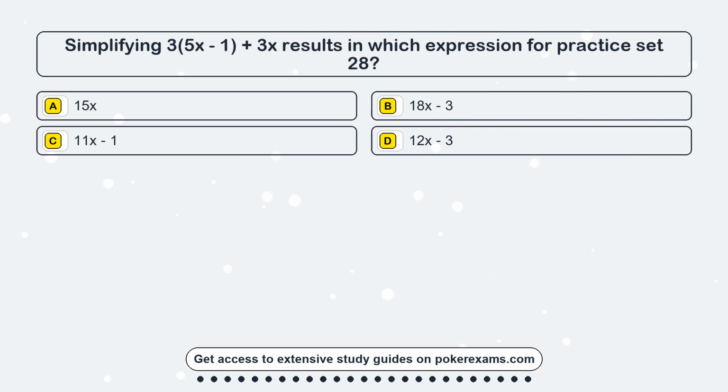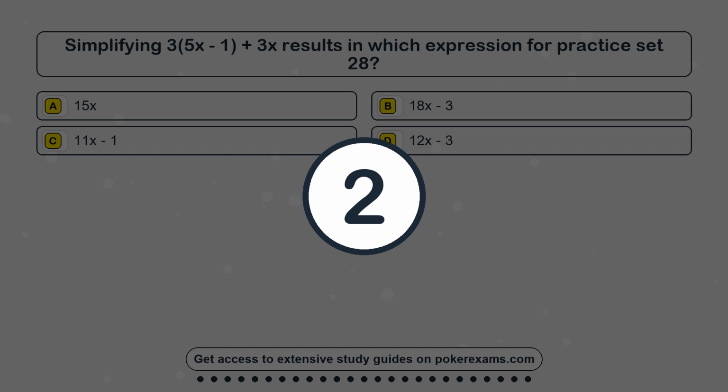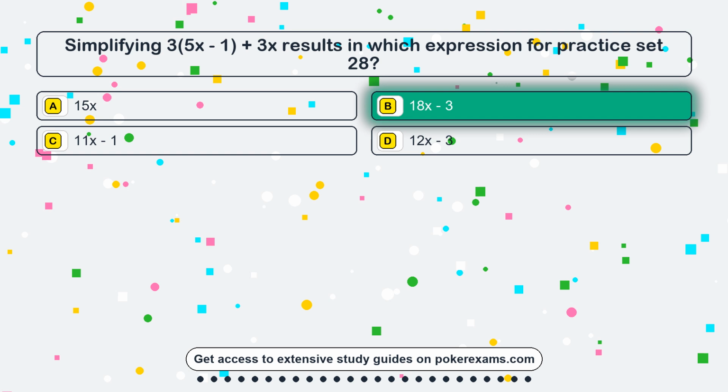Question 7. Simplifying 3(5x minus 1) plus 3x results in which expression for practice set 28? Option A 15x. Option B 18x minus 3. Option C 11x minus 1. Option D 12x minus 3. The correct answer is option B, 18x minus 3.